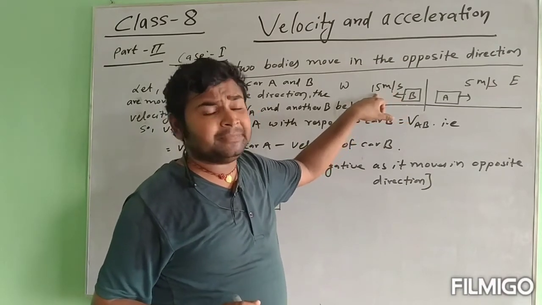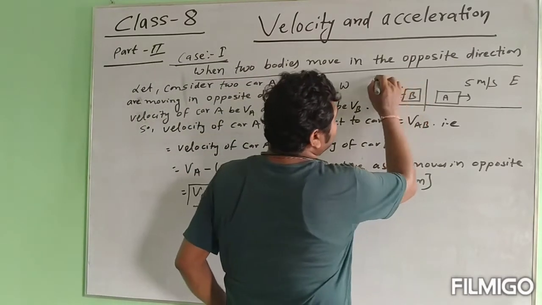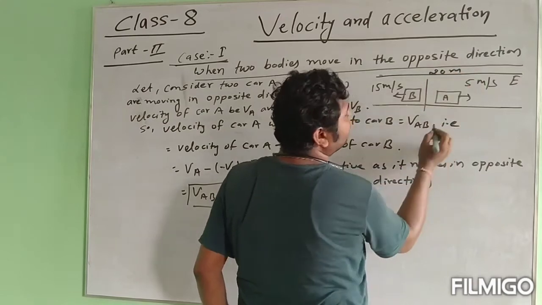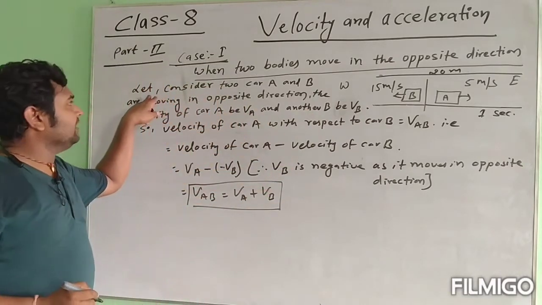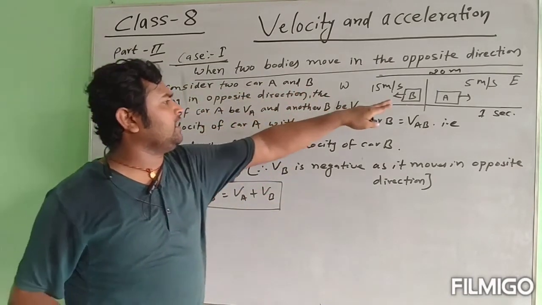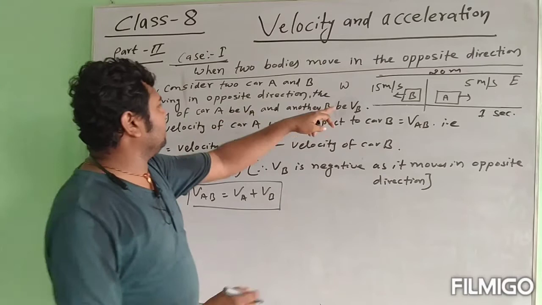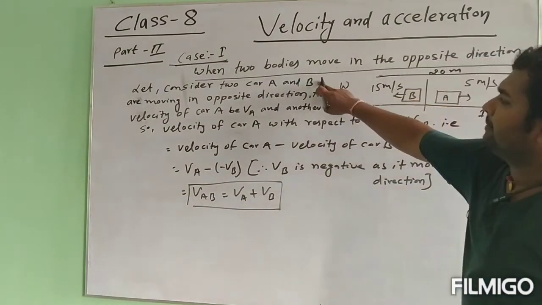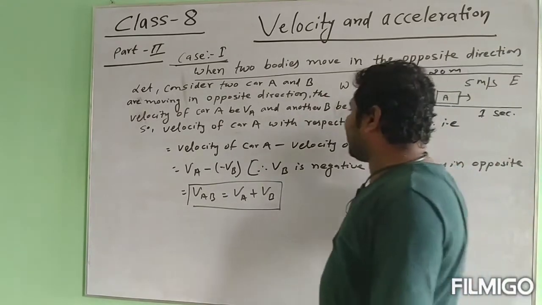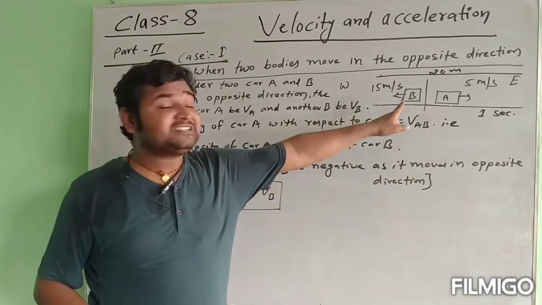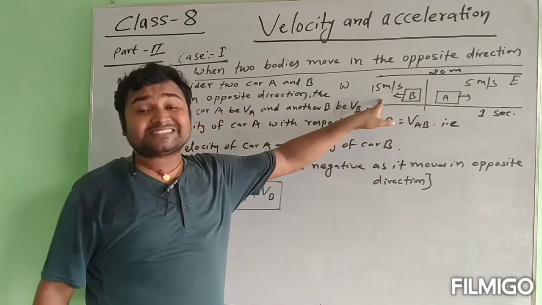It means the total distance covered is how much? 20 meters. In 1 second. Let's consider car A, and car B moving in the opposite direction. With respect to car A, car B is in the opposite direction, because car A is moving in the east direction, whereas car B is moving in the west direction.